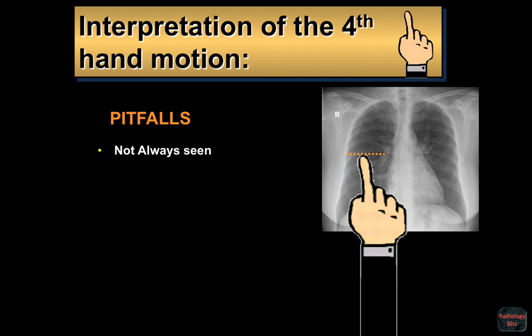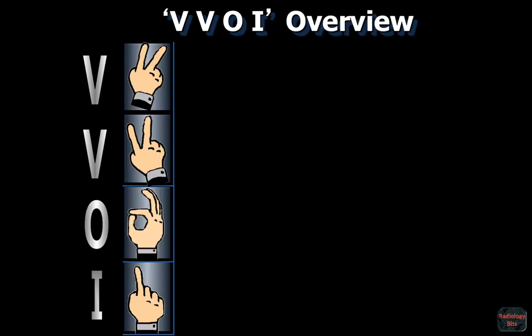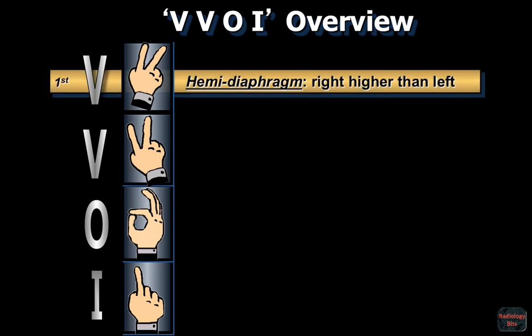The pitfalls are you don't always see this fissure, so it might be useful if you see it, but if you don't, you're going to look for something else. Here's an overview of the VVOI hand motion trick. The first landmark is the hemidiaphragms. The right is typically higher than the left in most patients.